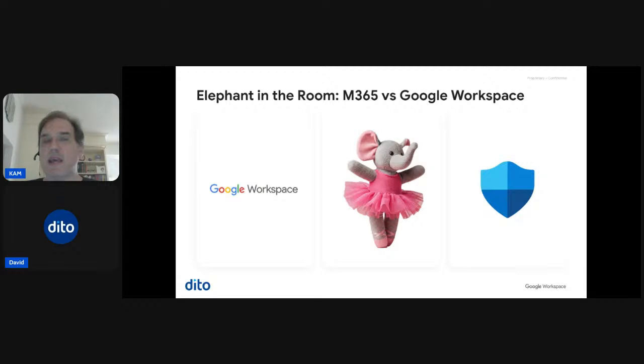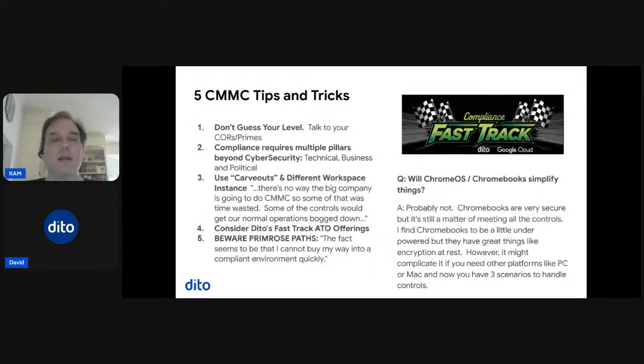But at the end of the day, this isn't just about CMMC. It's about being comprehensive and the base cybersecurity, and Google's ability to collaborate securely as well as control your data is really unparalleled. All right, I'll stop with that, and I will check to see if there's any questions in the chat.